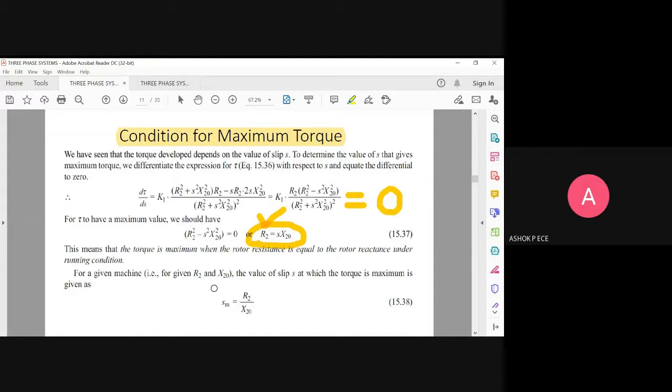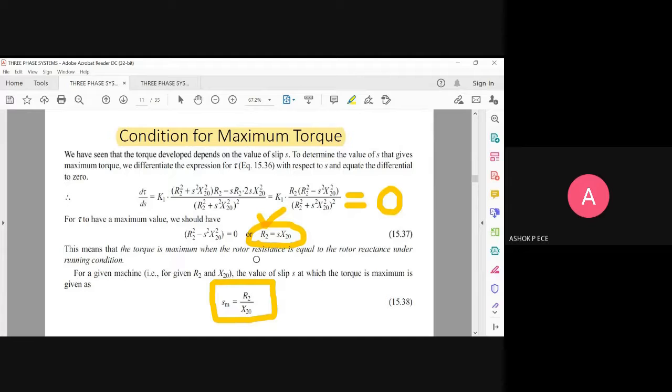I am denoting that s value as Sm. So Sm will be equal to R2 by X2 naught. Sm is the slip at which the maximum torque occurs, so it is called the maximum slip Sm. Similarly, we derived the condition for maximum efficiency in a transformer. It is a similar concept, but there we don't have the rotating effect or torque, whereas here we have the torque. So we are interested to find at what value of slip I am going to have maximum torque, and also the maximum value of torque.